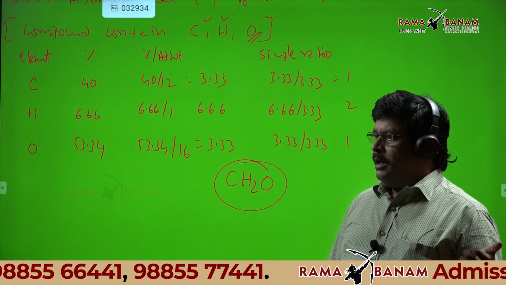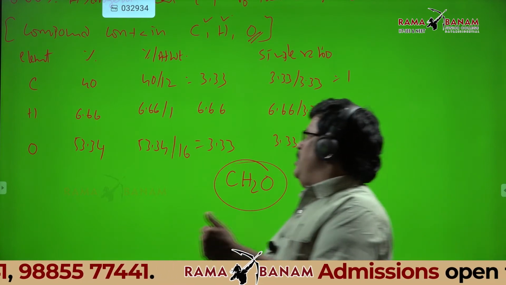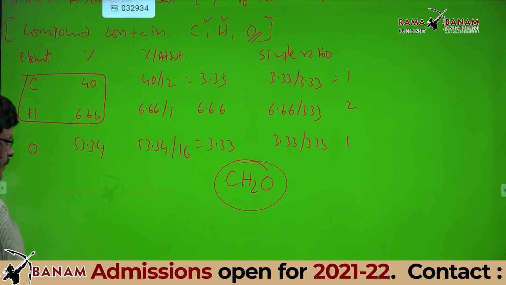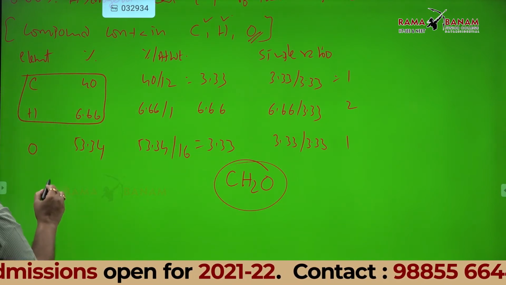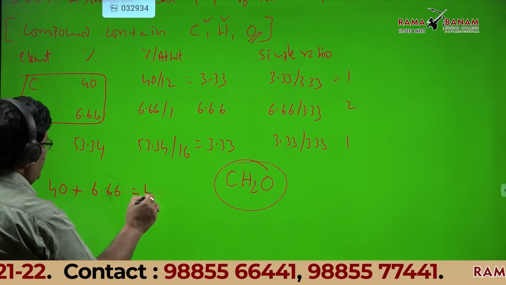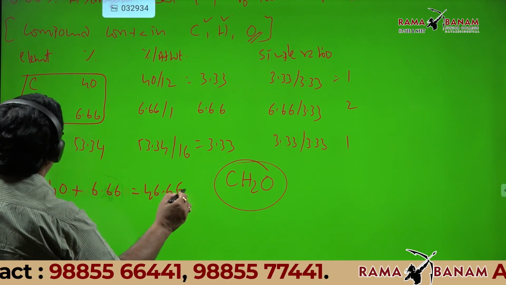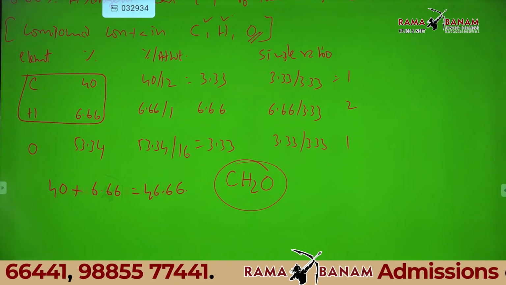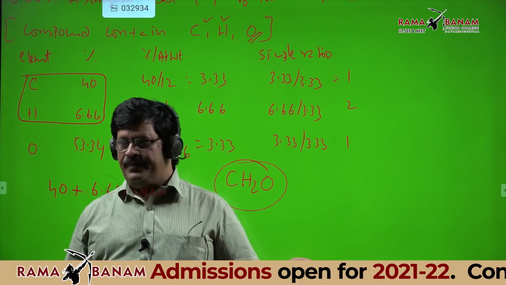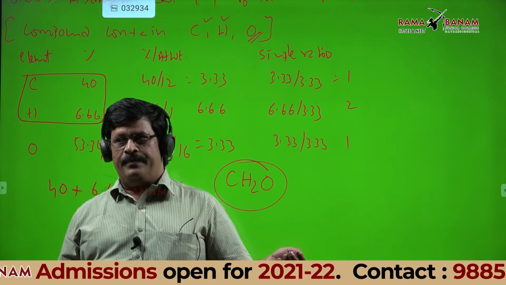53.34. How is it? These two are given in the problem, right? Yes, sir. So what is the sum of these two? 40 plus 6.66 is 46.66 only, right? The remaining is oxygen only. Am I right?